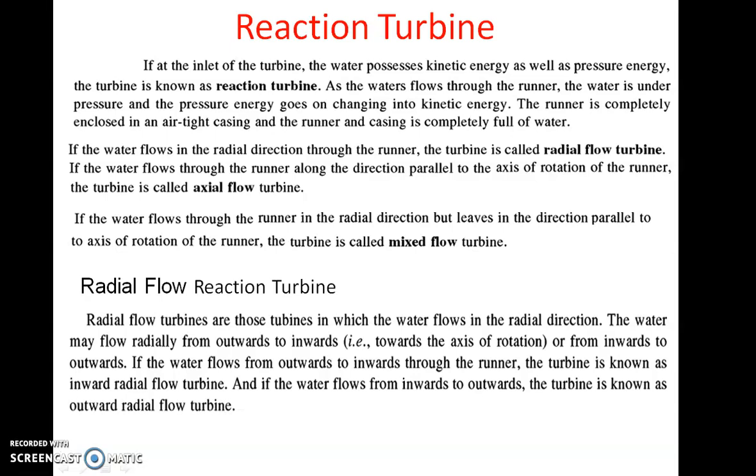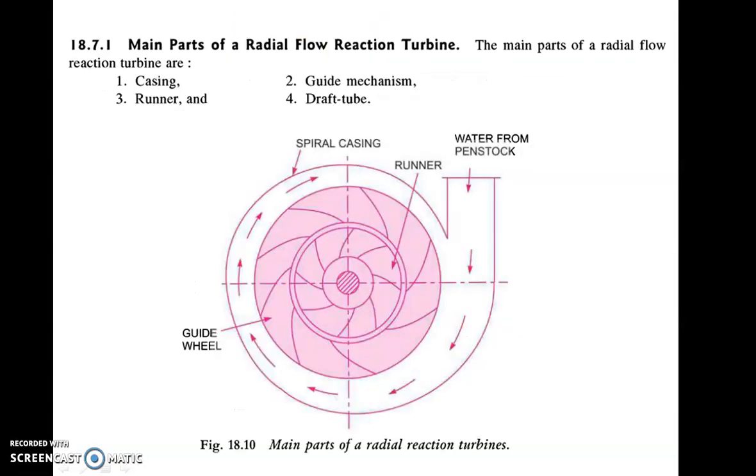Mostly inward radial flow turbines are used in practice. So let us see in detail the inward radial flow turbine. The main parts of the radial flow reaction turbine. If you see in this diagram, this is a penstock. There is no dam shown. Only the turbine construction is shown. From the penstock the water is entering into the turbine runner.